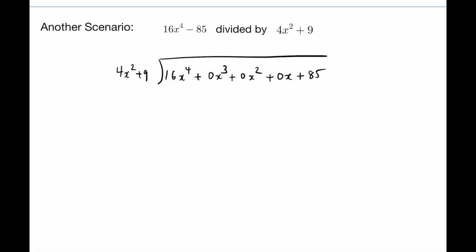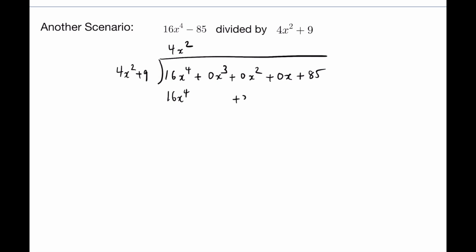Now what we're going to do is what we did in the last example. We're going to focus on the 4x squared in the divisor, and we're going to determine what we need to multiply this part by to get 16x to the fourth? And the answer is 4x squared. So now we're going to multiply 4x squared by 4x squared, and that is 16x to the fourth. Then we're going to multiply 4x squared by 9, and that gives us 36x squared.